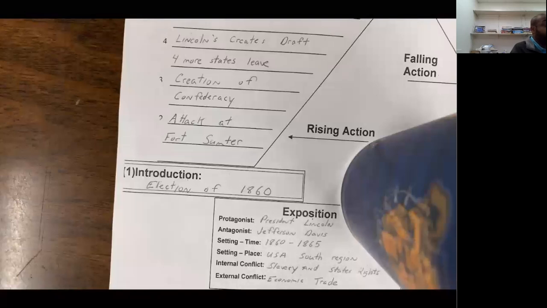So when he's elected, they scream foul that the Northern states are cheating, and they decide to secede, which leads us to Act number 2. South Carolina walks away, right? They're like, we don't want to be a part of this union anymore. We have the right to leave anytime we feel like it. We're going to take this time to walk away. We can start our own country.